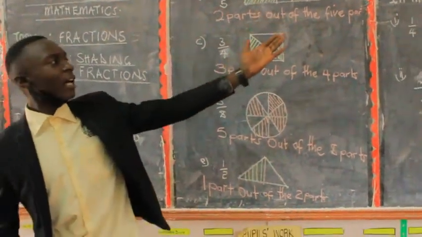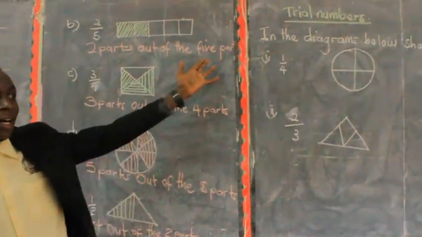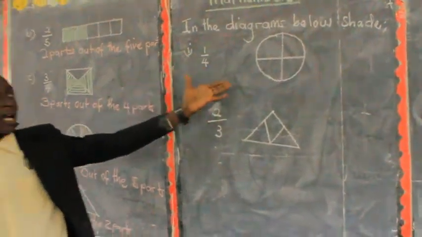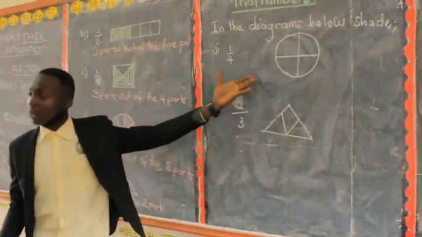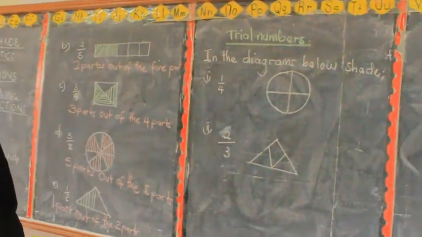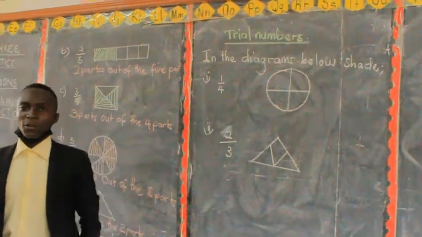Let us look at our trial numbers. We do have trial numbers. Remember, after giving you examples, I always give you trial numbers, whereby we are going to do these trial numbers together. The question is, in the diagrams below, shade 1 out of 4.